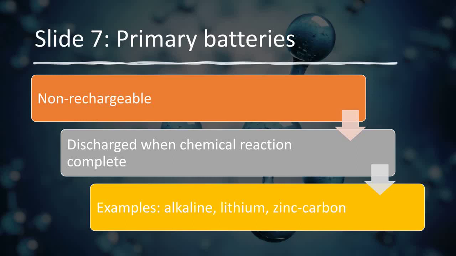Examples of primary batteries include alkaline, lithium, and zinc-carbon batteries. It is essential to dispose of primary batteries correctly as they contain harmful chemicals that can damage the environment. Understanding the difference between primary and secondary batteries is crucial in understanding how batteries work. In the next slide, we will discuss secondary batteries.